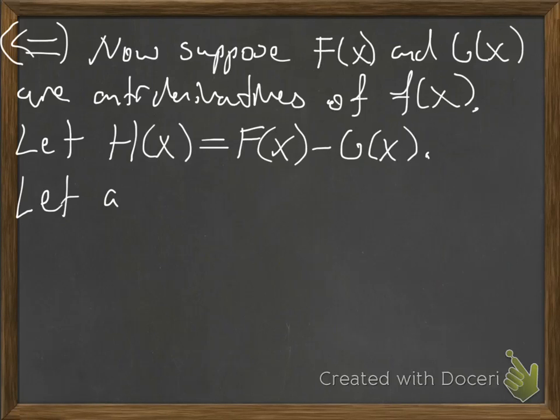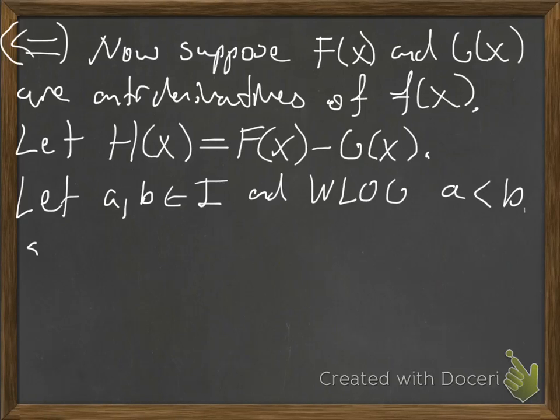Okay, so we're going to let a and b just be elements of I, any arbitrary elements, and I want to show that their outputs are equal when I plug them into this function h. Okay, and WLOG just means without loss of generality, so either a is less than b or b is less than a. The real numbers are an ordered field, so there's some sort of order to them.